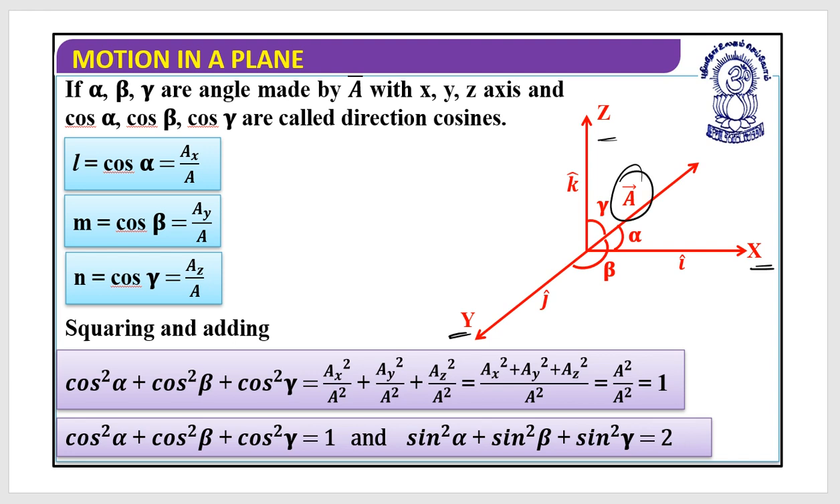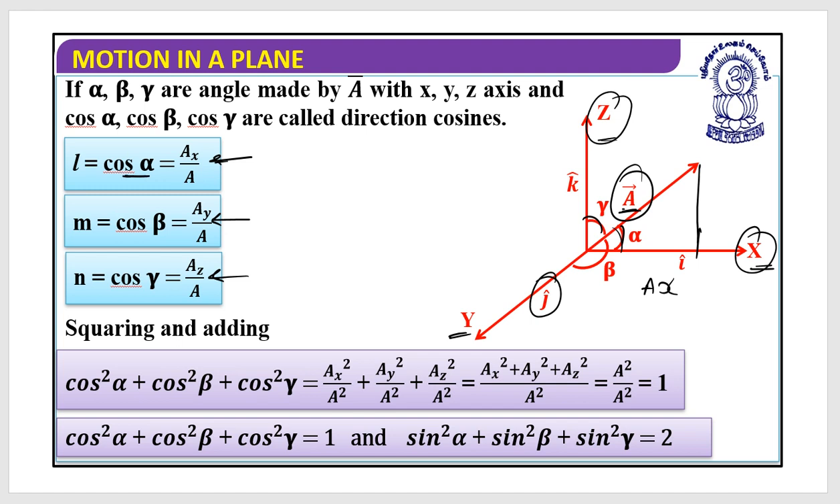This is the resulting vector, vector A, and this resulting vector A makes an angle of alpha with the x-axis. It makes an angle of gamma with the z-axis, and an angle of beta with the y-axis, it is j cap. So if I write this, cos alpha is Ax by A. If you need help, I can do this. It's Ax and this is A. I hope these things are clear now. Cos beta would be Ay by A. Cos gamma would be Az by A.